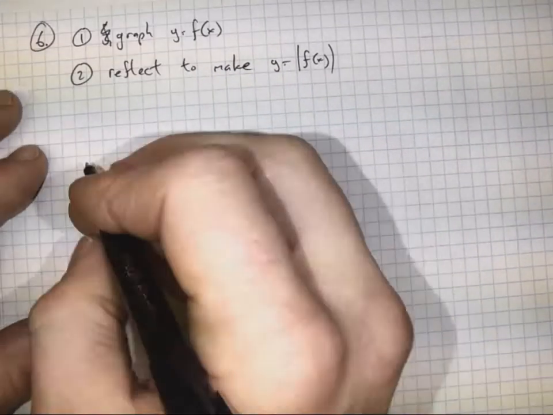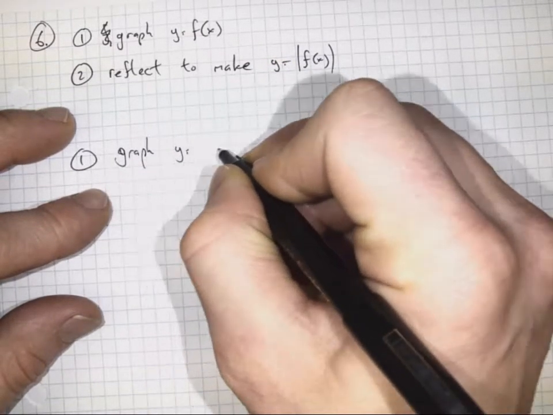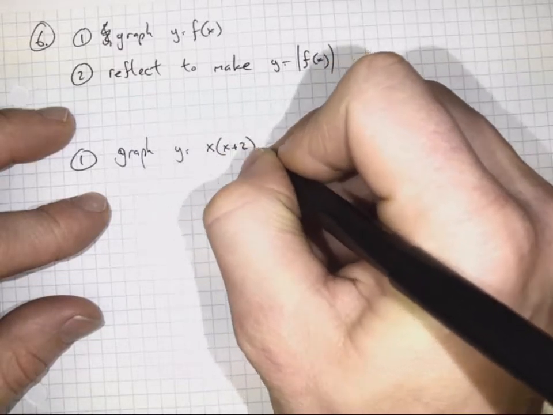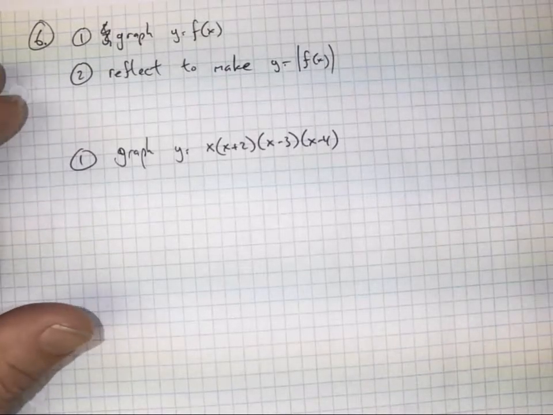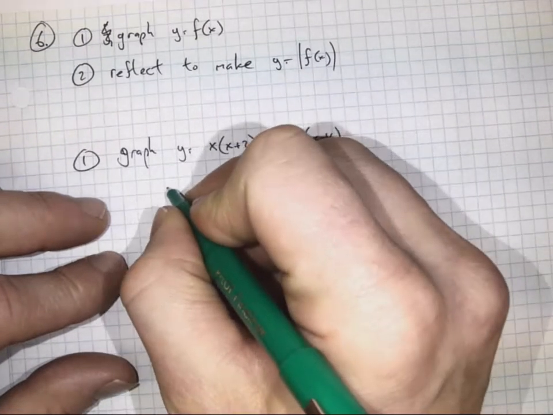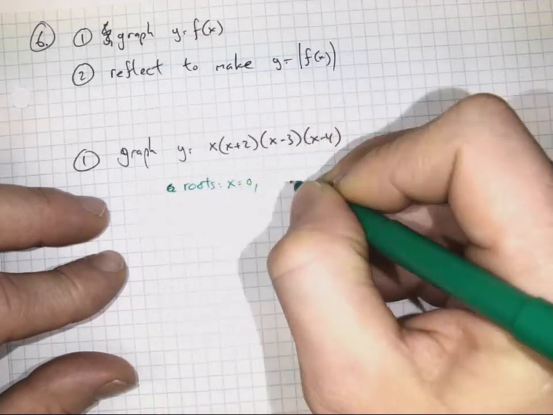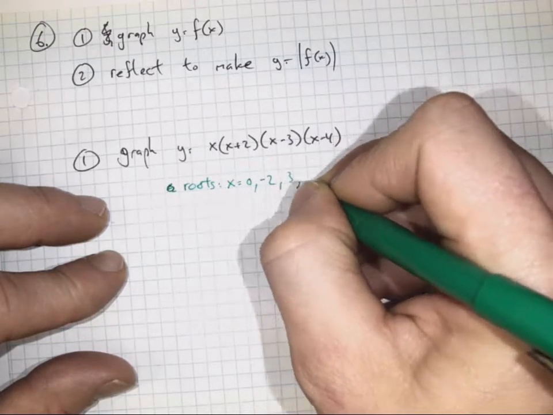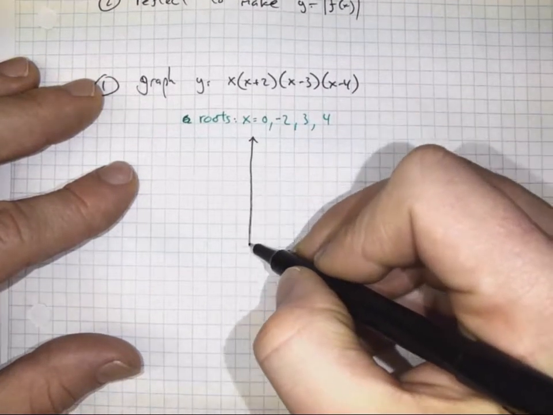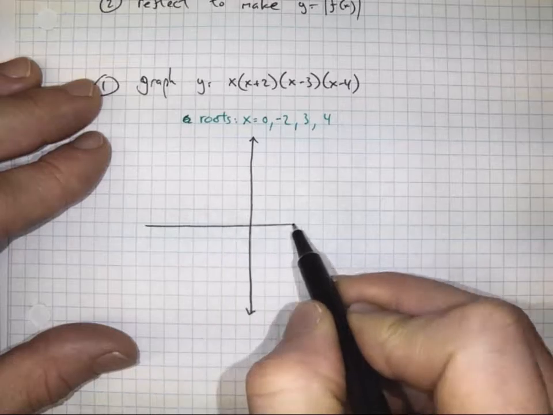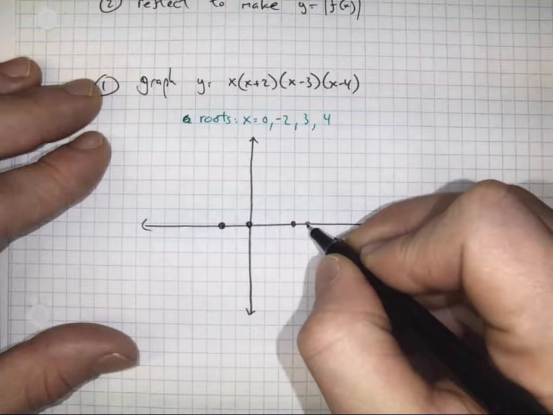Okay, so step 1, we've got the function, we'll graph y equals x times x plus 2 times x minus 3 times x minus 4. All right, so I will start by finding the zeros, or the roots, which is at x is 0, x is negative 2, x is 3, and x is 4. So I'm going to plot those points. And negative 2, 0, 3, and 4.